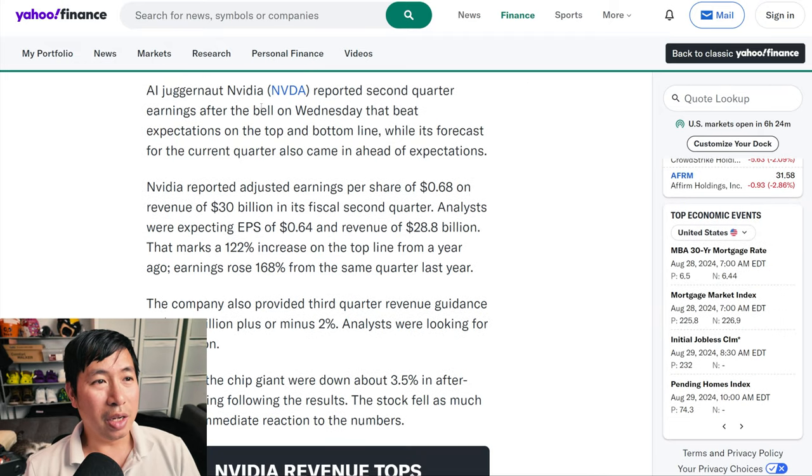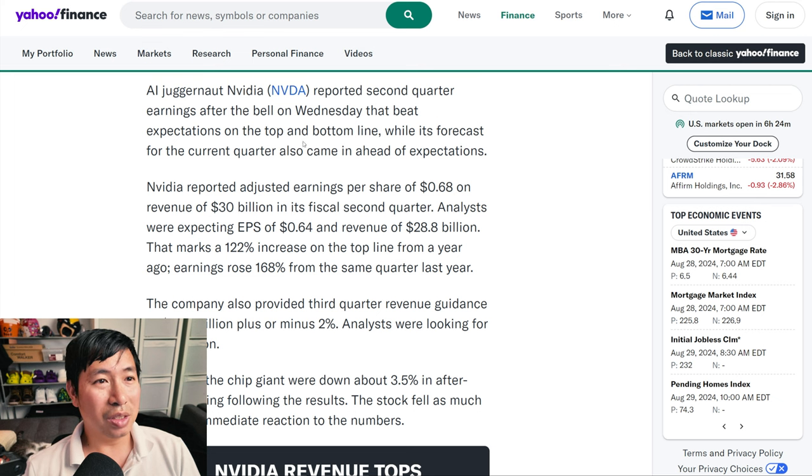AI juggernaut Nvidia reported second quarter earnings after the bell on Wednesday that beat expectations on the top and bottom line, while its forecasts for the current quarter also came in ahead of expectations. So as you can see, it's all good.